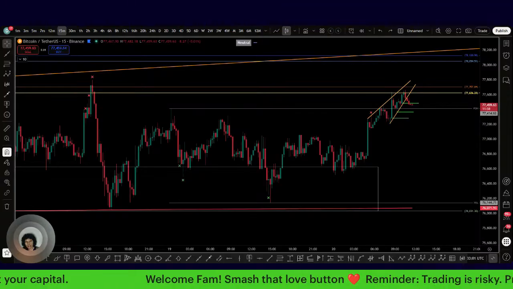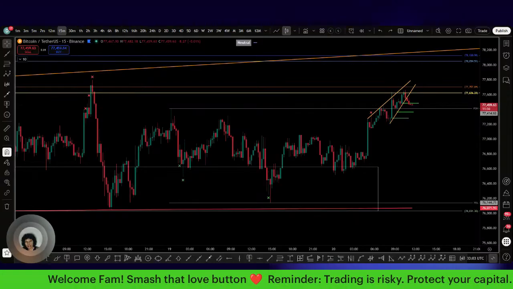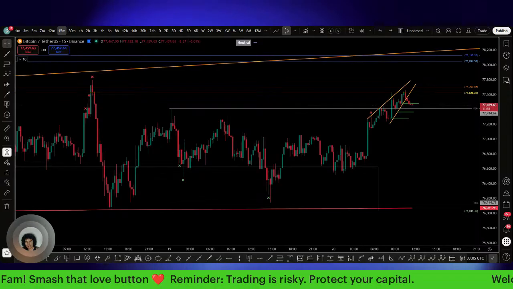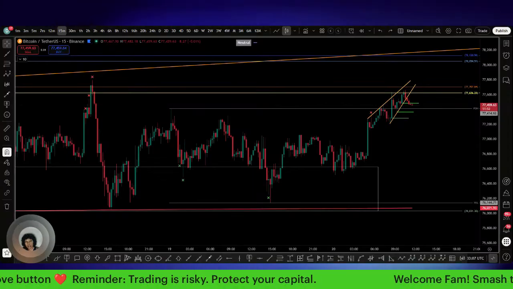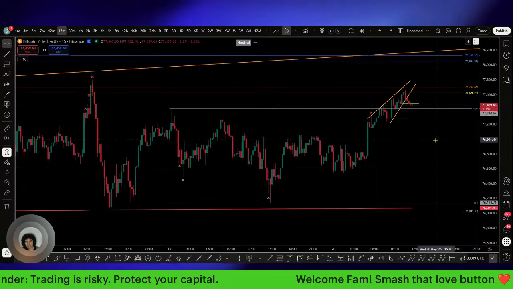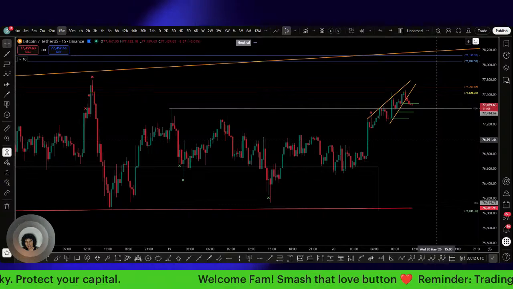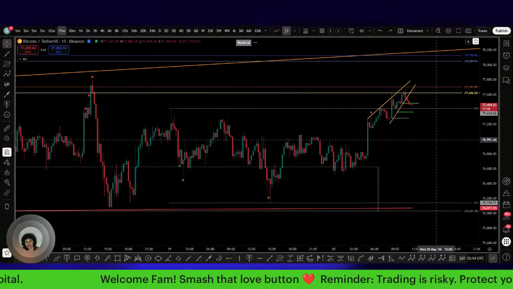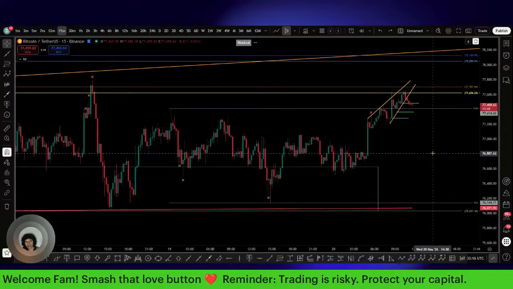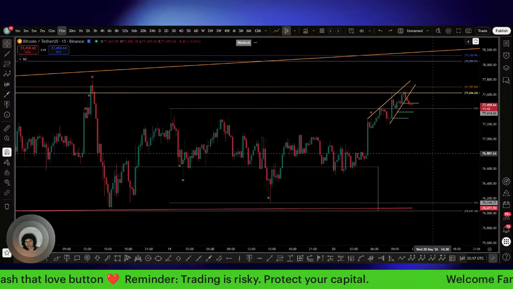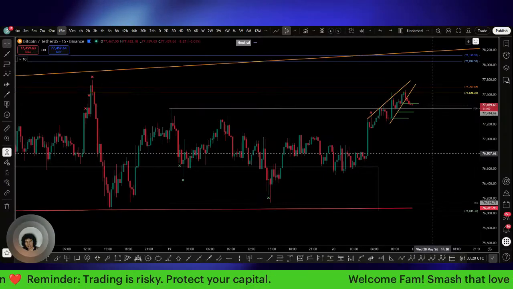Come on, Bitcoin. Back on that 20 SMA right now on the 15-minute time frame. On the 4-hour time frame, we did finally get above the 20 SMA, you already know that. That's how we were able to release that squeeze.